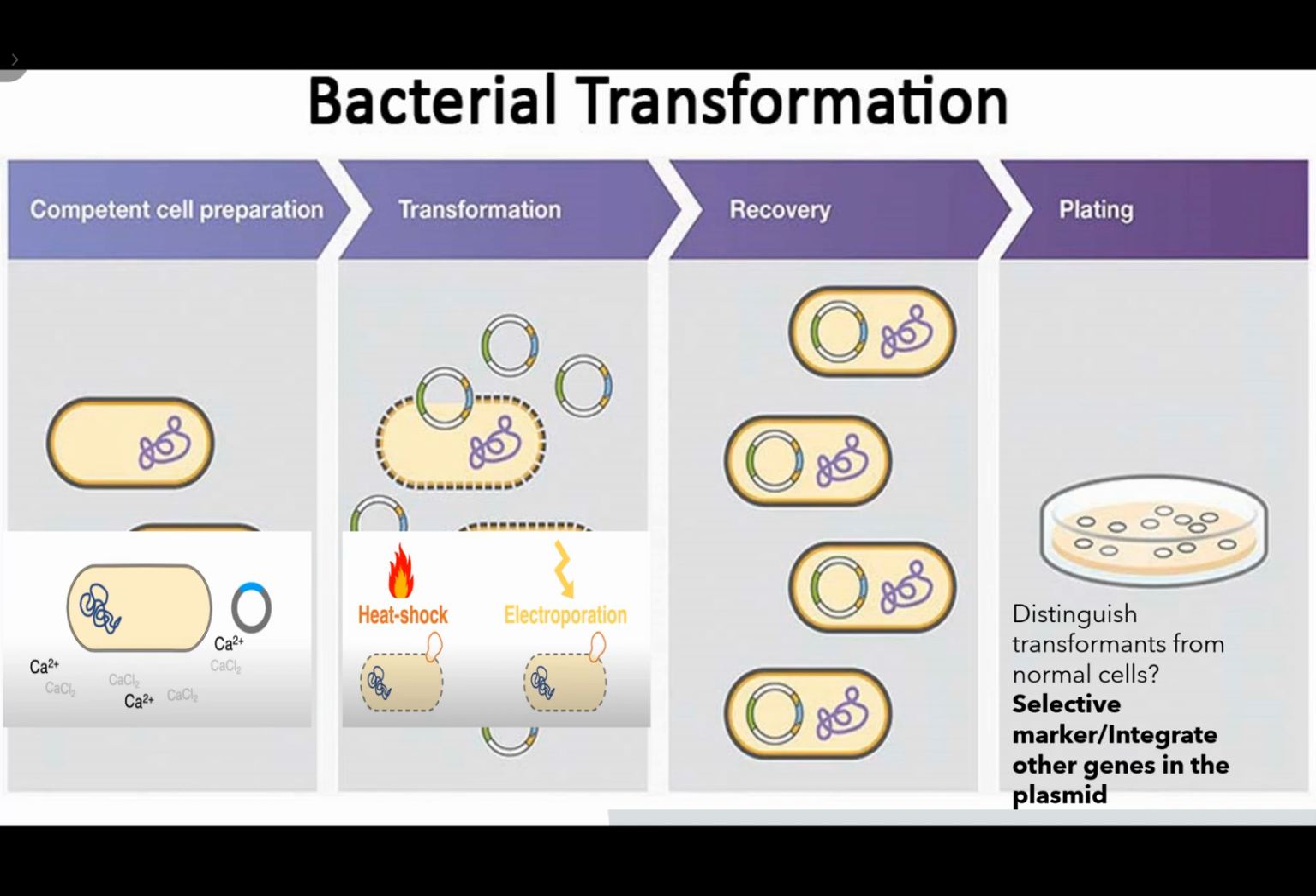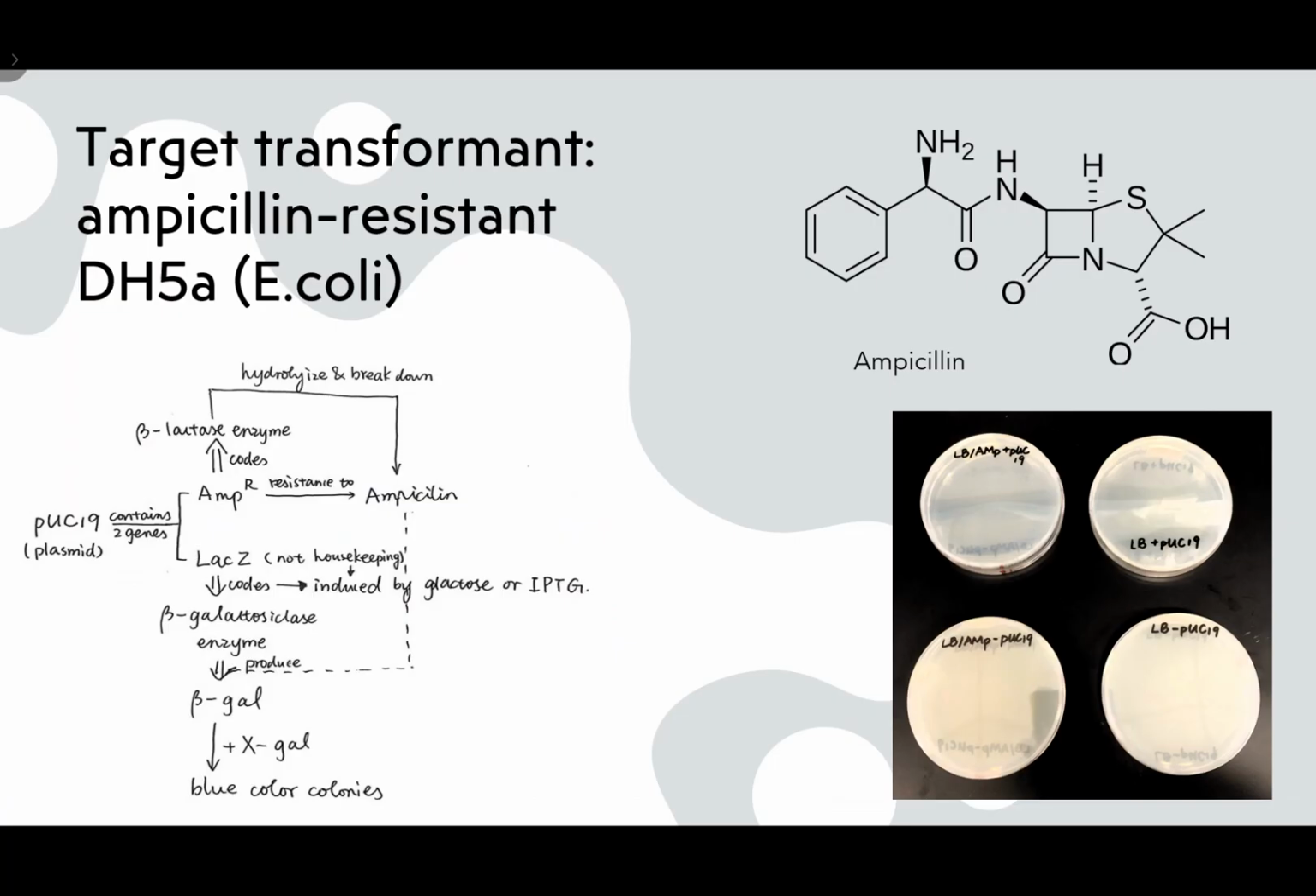But how do you distinguish transformants from normal cells? Well, we can use selective markers or integrate other genes in the plasmid. Specifically, the selective marker here is the ampicillin-resistant gene. As you can see, ampicillin is an antibiotic that inhibits the growth of E. coli. Here, we introduce the plasmid called pUC19, which contains the ampicillin-resistant gene as well as the lacZ gene. The lacZ gene allows the blue color colonies to be exhibited. The relationship is a bit complicated, so I drew a graph here and I believe you smart guys can figure it out by a simple screenshot.